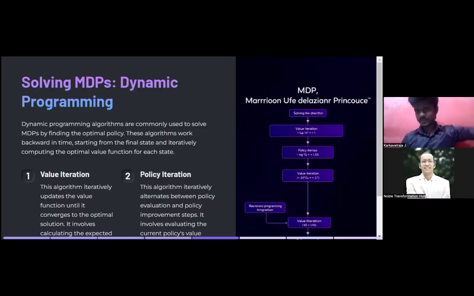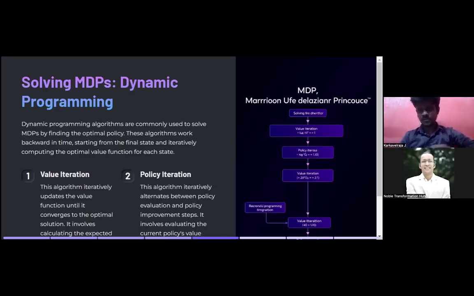So, solving MDPs with dynamic programming. We use dynamic programming for MDPs. Dynamic programming algorithms are commonly used to solve MDPs by finding the optimal policy. Till now, you know what a policy is, and these algorithms work backwards in time, because they have to learn from past experiences, starting from the final state and iteratively computing the optimal value function in each state.